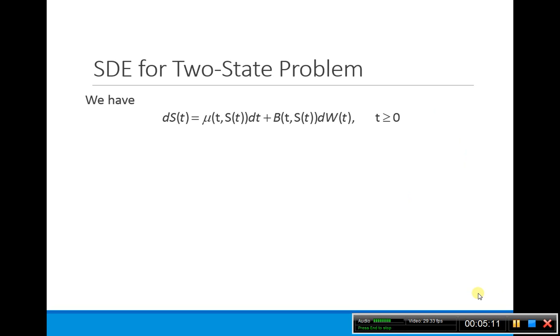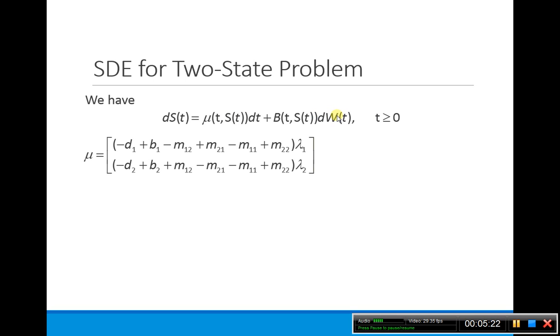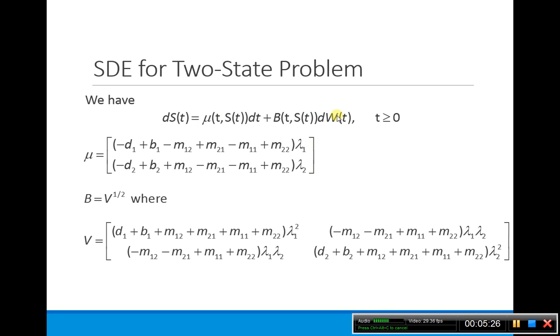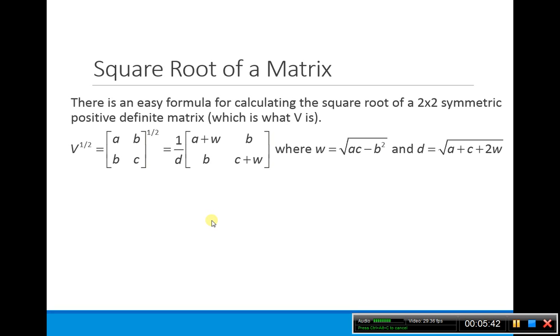So our differential equation for a two-state problem, we have our ds is equal to our mu times our dt plus our b times our dw. Here we had our mu that we found, and our b is actually v to the 1/2, where we found the v to be this matrix. So in the numerical algorithm, we are going to be able to just use this v to the 1/2 and multiply it by a vector. If we want to, we don't have to necessarily put it into different terms.